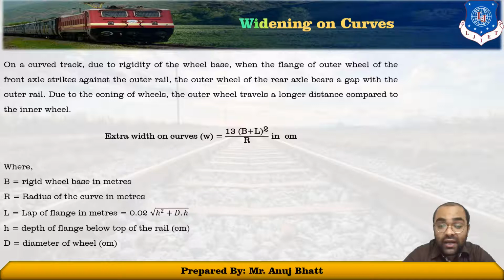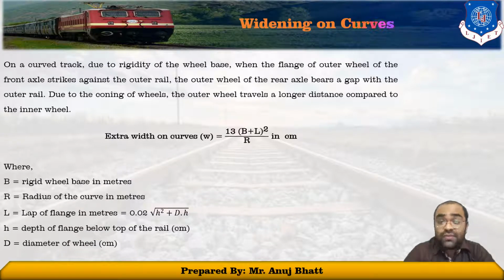Okay, now how much extra width we have to provide on the curve side can be obtained from this formula: W is equal to 13 into (B plus L) square upon R, where this extra width will be in centimeters. Talking about the notations, B is the rigid wheelbase in meters, capital L is the lap of flange in meters, and R is the radius of the curve, also in meters. The value of lap of flange can be obtained from another formula, that is 0.02 under root of h square plus dh. Again, d and h are the diameter of the wheel and the depth of the flange respectively.